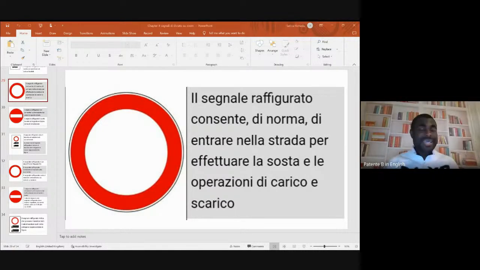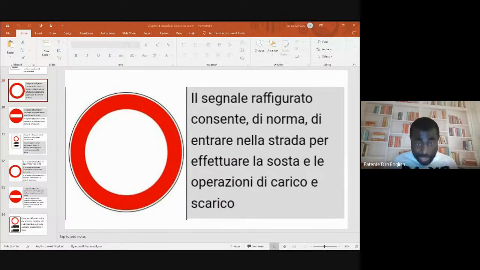And indeed, the answer to this question is false, because we see the general signal. It has no panello integrativo. You don't have any further or any extra information to what we know. The law says that with this signal, no vehicle is allowed to transit. And the question says that il segnale raffigurato, so this certificate, consente, it allows by law di entrare nella strada, to enter the road, per effettuare la sosta, to park your car and to load or unload goods.